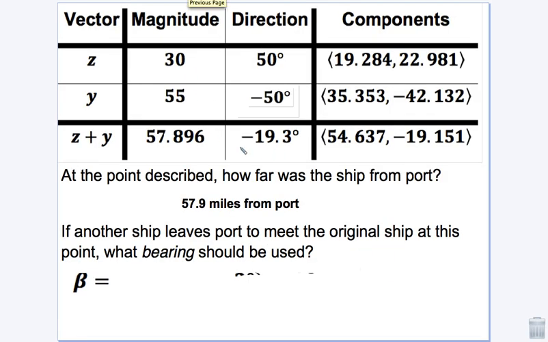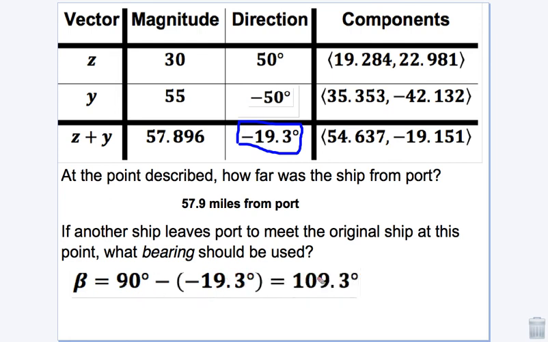So let's look back at the table. This is the rotation angle that the new ship would take to get to our ship. However, they don't want the rotation angle, they want the bearings. So I'm going to take this and convert it back into bearings. So I'd have 90 degrees minus the negative 19.3 degrees, which means I'm going to end up adding it, and I get 109.3 degrees bearings, okay?